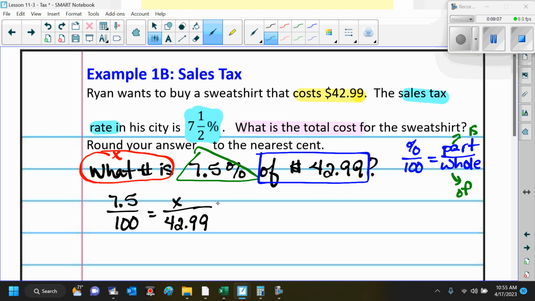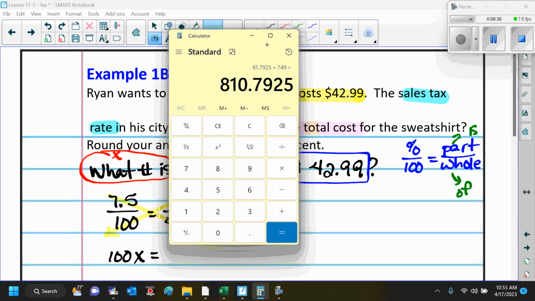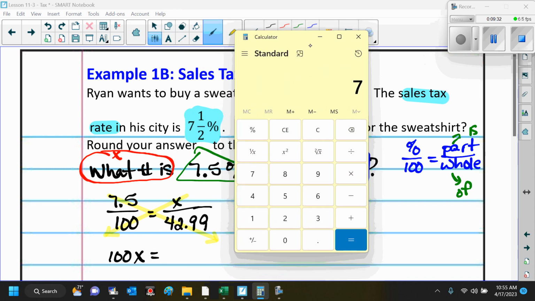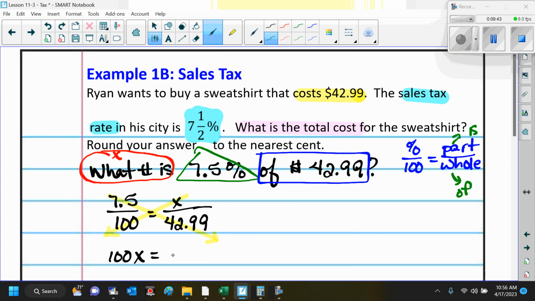Am I clear? You remember how to solve it? What do I do? Very good. We cross multiply. So we're going to cross multiply. And we can use our calculators too. So 100 times X, 100X. 7.5 times $42.99. Let me move this over. 7.5 times $42.99. What'd you get? 322.425. Very good.